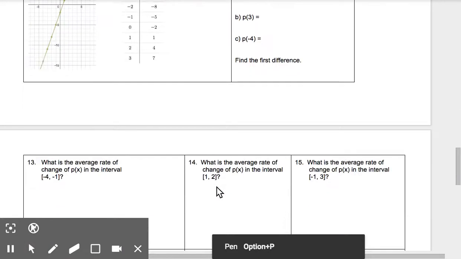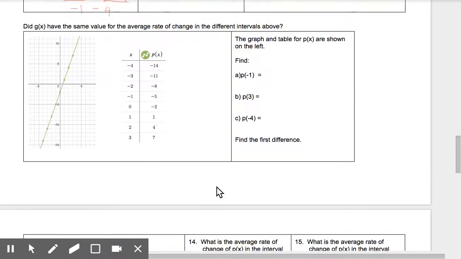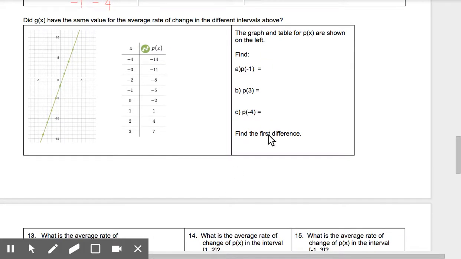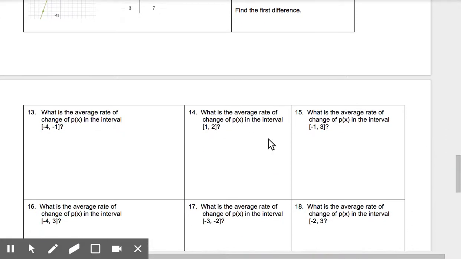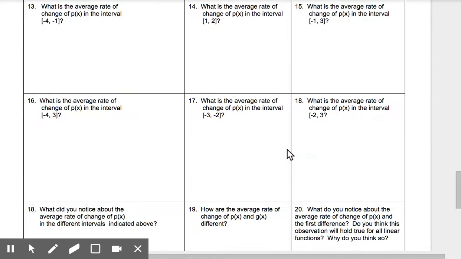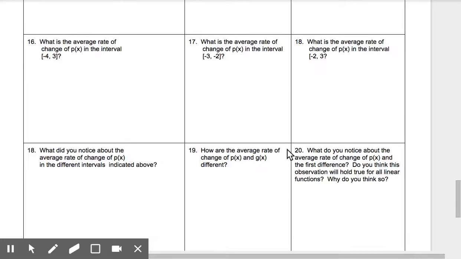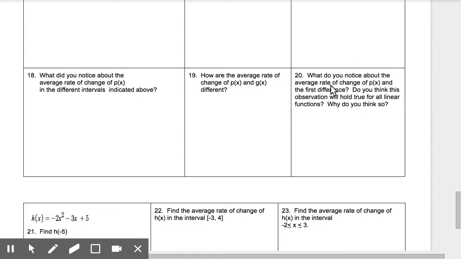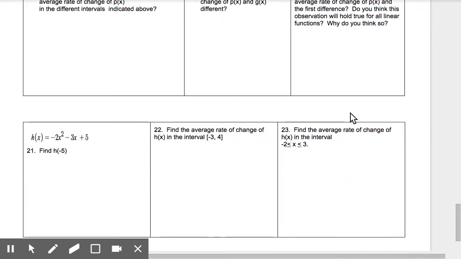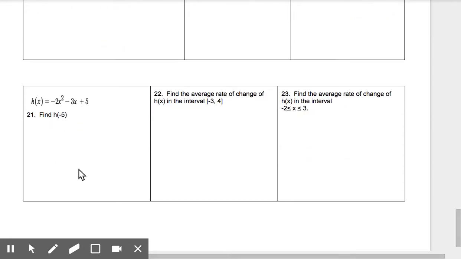Let's see the bottom. Okay, so similar. Oh, here it's asking for the first difference. Okay, the average rate of change. So I am expecting we can do that. What did you notice about the average rate of change? Okay, what do you notice about?